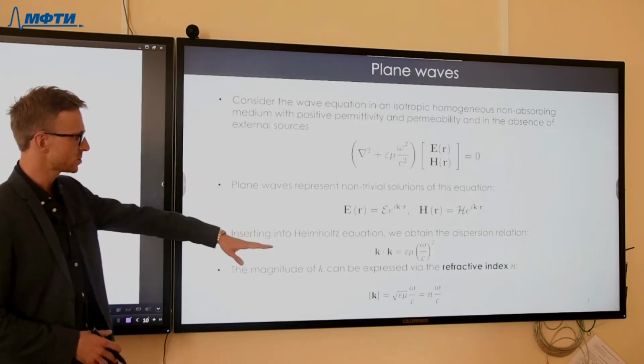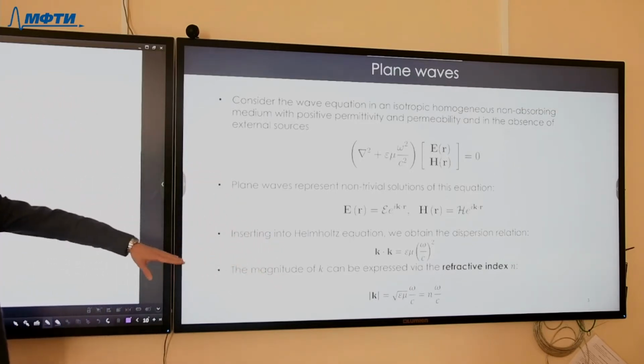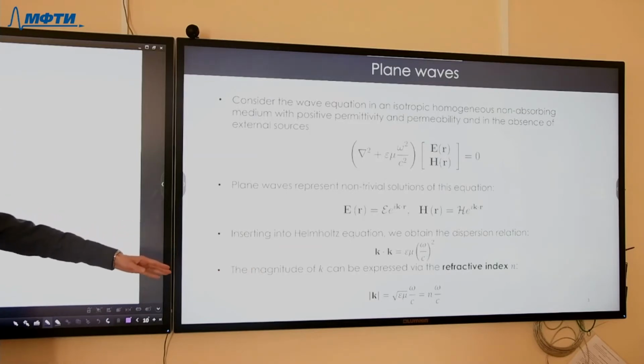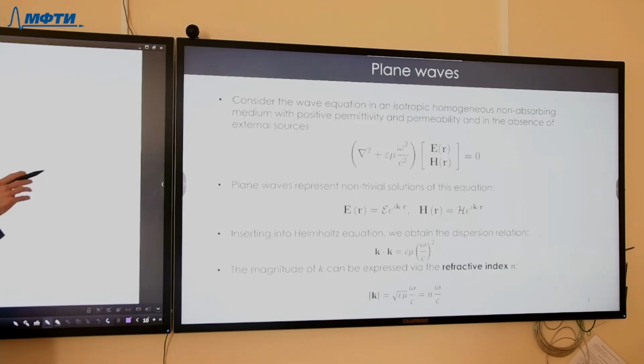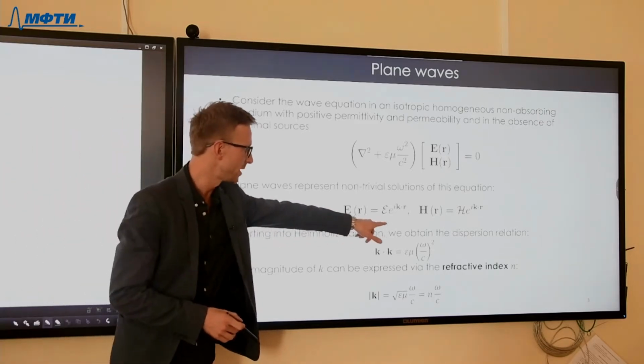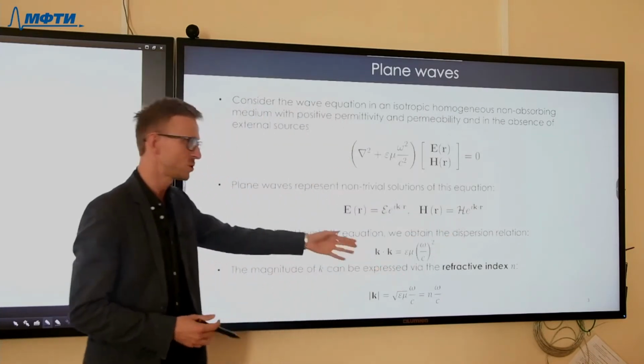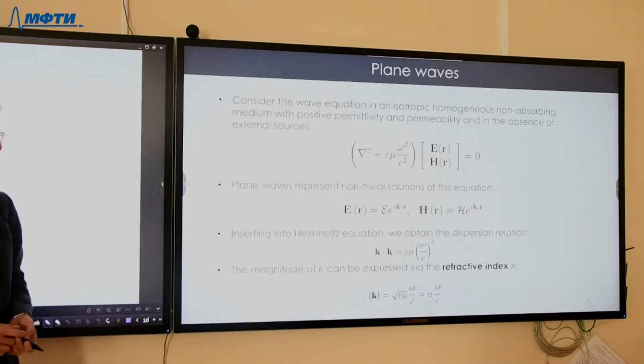But this expression tells us with what wave vector waves propagate through a medium. But this doesn't tell us anything about the polarization vectors yet, about this curly E and curly H. We assume that they are some vectors, but we don't know them yet. So how are we going to determine these vectors?